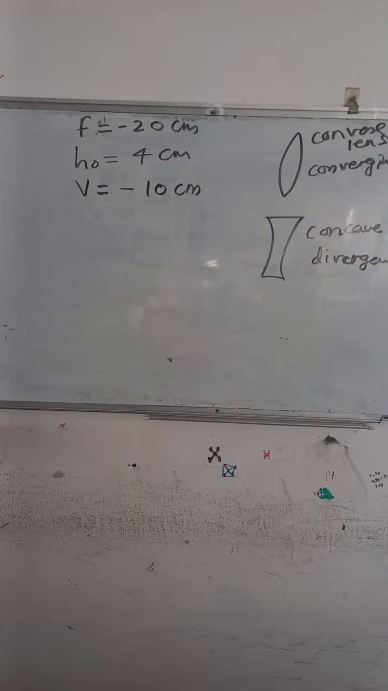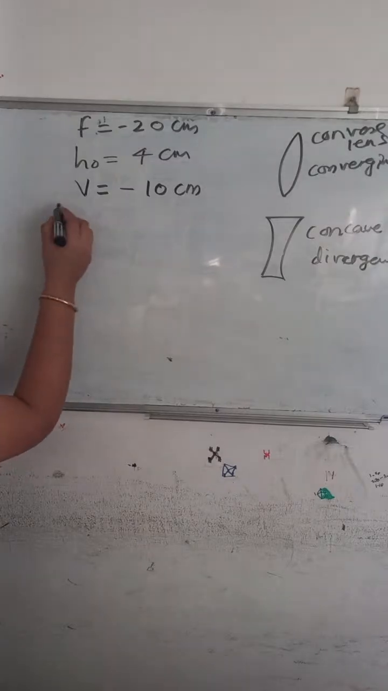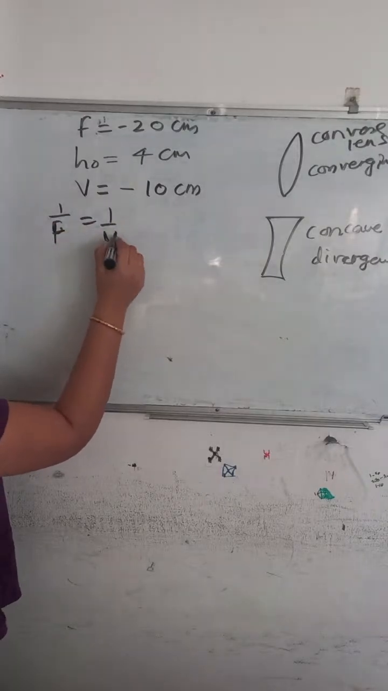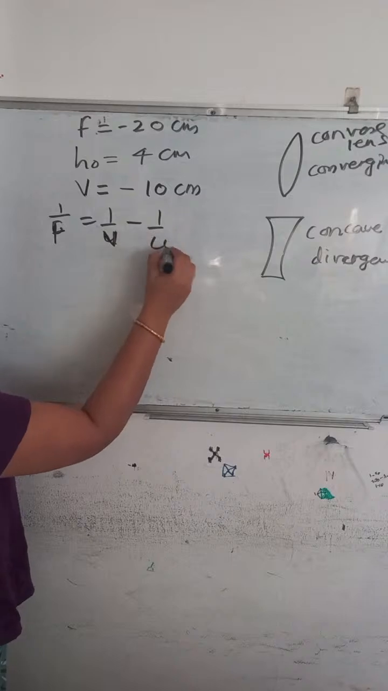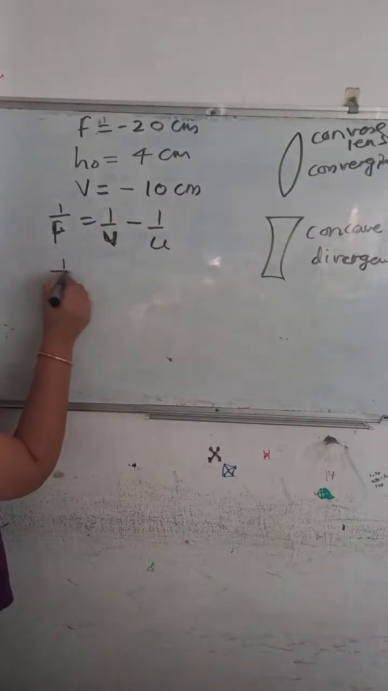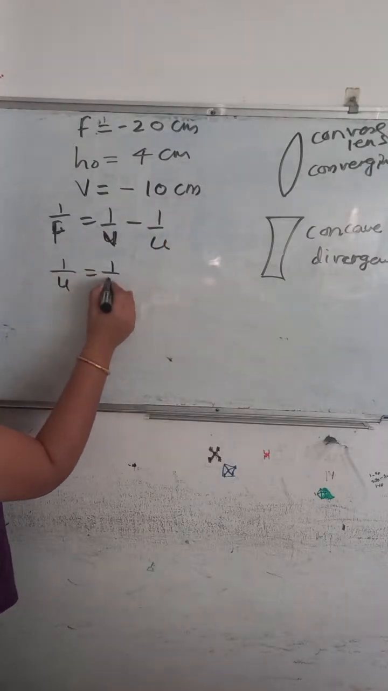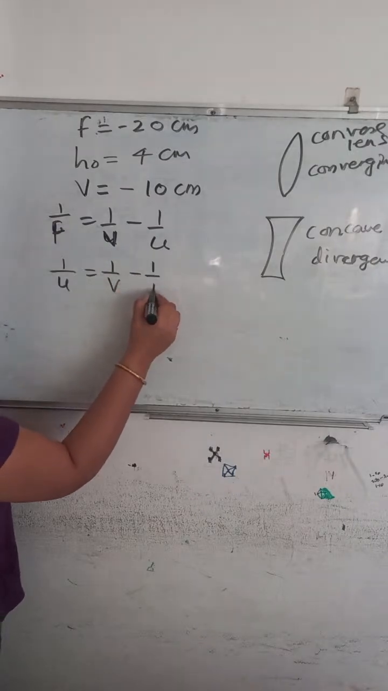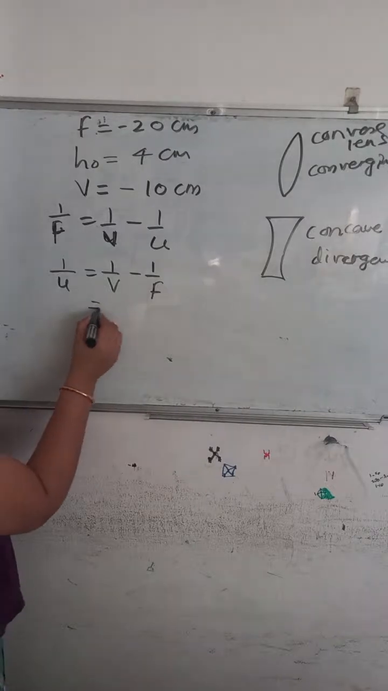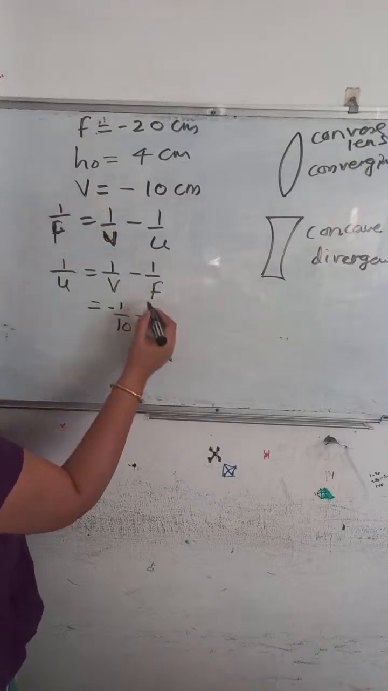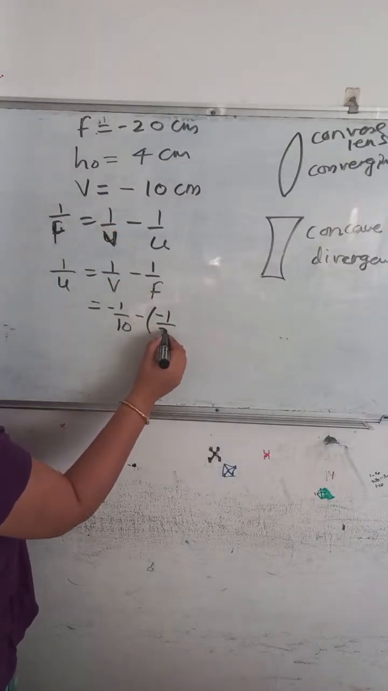Focal length is given, so use the lens formula: 1 by f is equal to 1 by v minus 1 by u. We have to find u here, so take 1 by u to this side, and it will become positive 1 by u. Focal length you can transpose here, so it will become minus 1 by f.